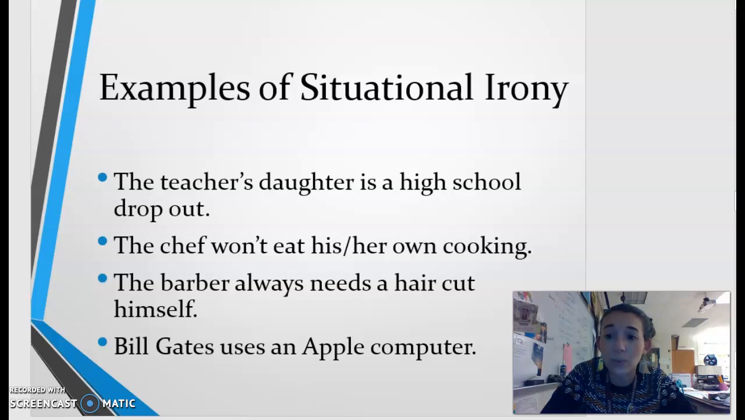All of these situations are pretty much the opposite of what you would expect. Especially, Bill Gates is the company owner for Microsoft. He probably should be using his own device rather than an Apple computer.